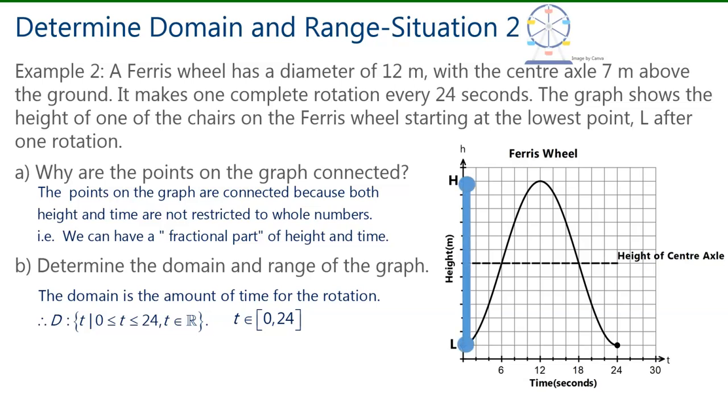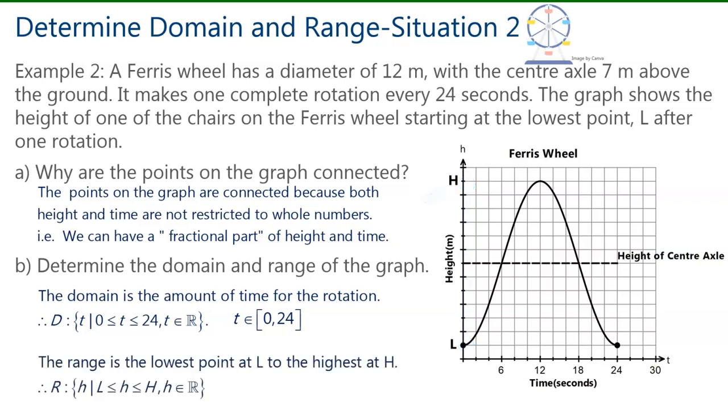To consider range, let's look at the shadow of the graph on the vertical axis. The low point is at capital L. The high point is at capital H. So the range in set notation is the set of lowercase h's such that little h is greater than or equal to capital L and lowercase h is less than or equal to capital H, where lowercase h is a real number. It's a little simpler in interval notation. Lowercase h is an element of the closed interval from capital L to capital H. Notice the square brackets because we actually do reach those heights.